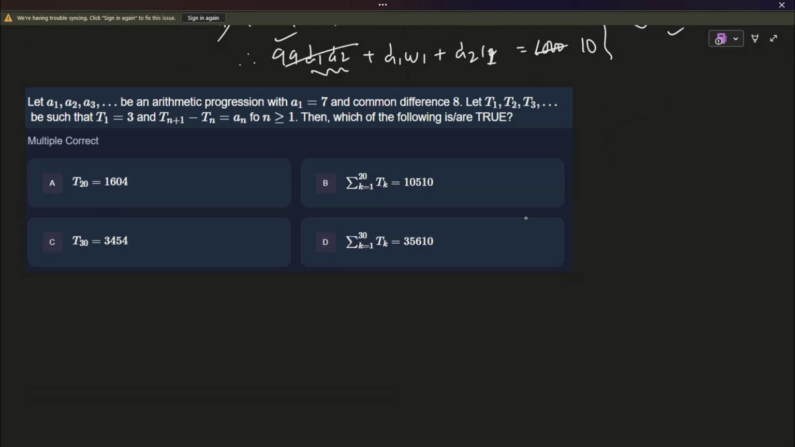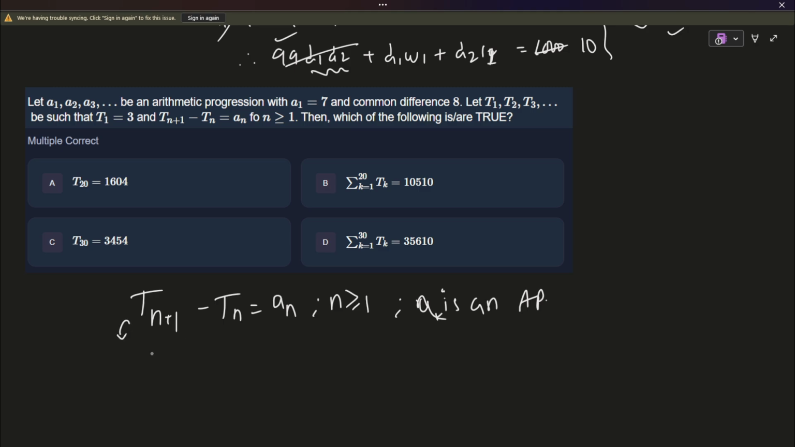Okay, a similar kind of problem. A1, A2, A3 are arithmetic progressions. And now again we have A1 is 7 and the common difference is 8. T1, T2, T3 be such that T1 is 3, Tn plus 1 minus Tn is An, then which of the following is true? Whenever you get equations of this kind, Tn plus 1 minus Tn equals An, and they're saying this is true for all n greater than 1, where An is an AP, then you have to use the summation operator for such equations.